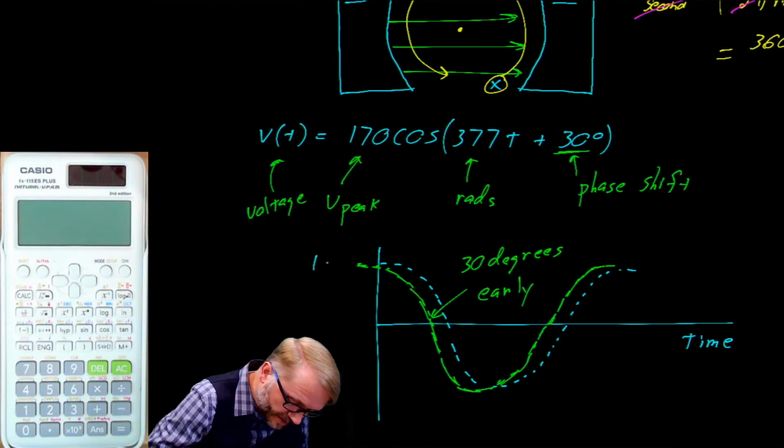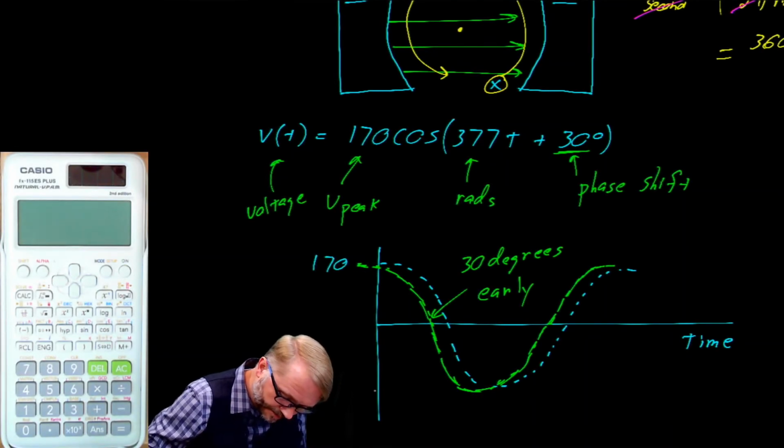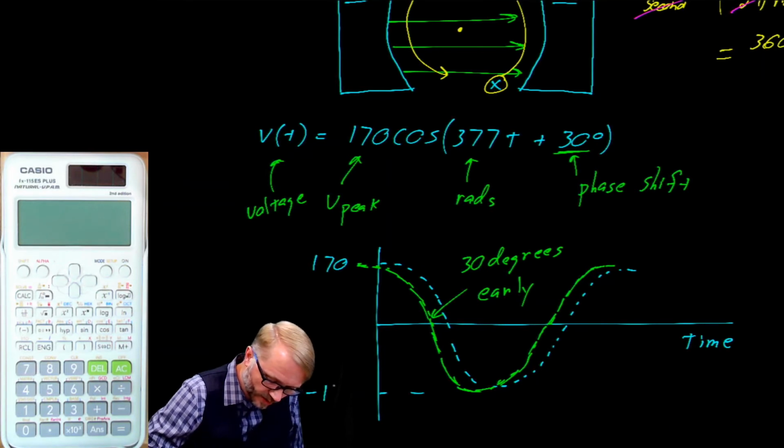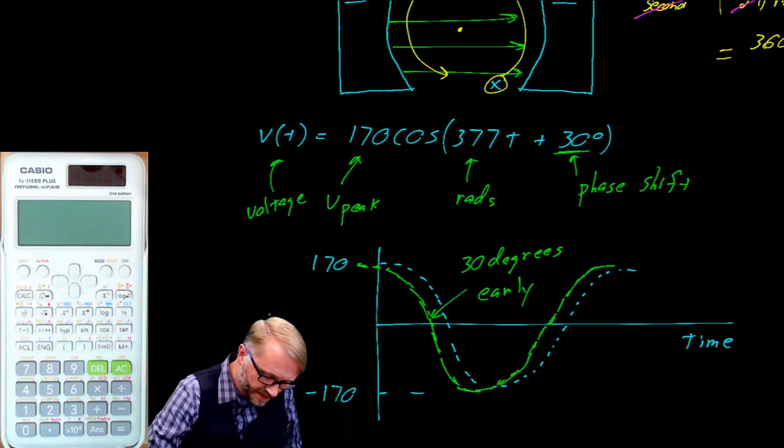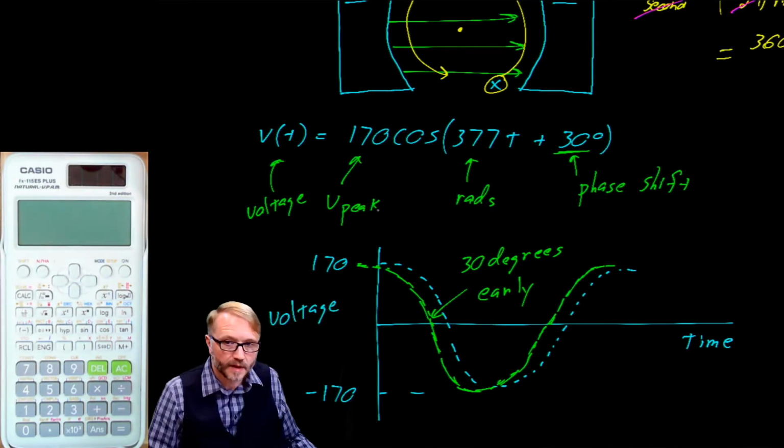Shame on me. This should have been 170 volts peak, and this should have been negative 170. So this is the voltage axis.